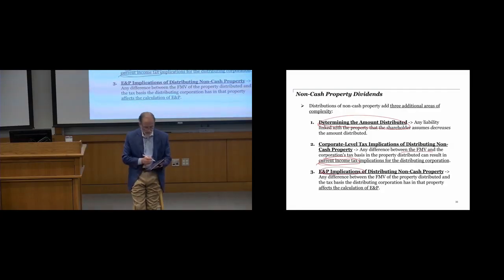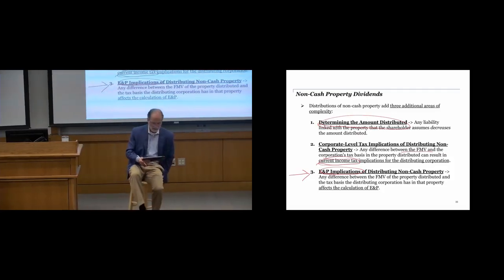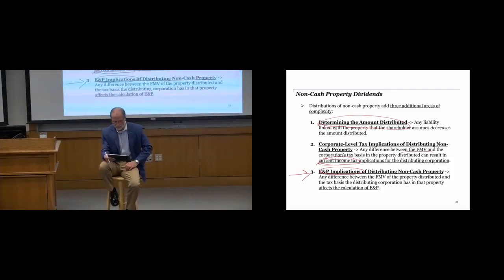Then there are the E&P implications of distributing the non-cash property. Again, any difference between the fair market value and the tax basis the distributing corporation has in that property affects the calculation. I think this is the most complicated part of this subject matter, that third component. We'll go through that, and I have a few slides that will help you understand what that means. But first, I have to determine the amount distributed, which is more difficult than with cash, and I have gain or loss to deal with, and then I have E&P.